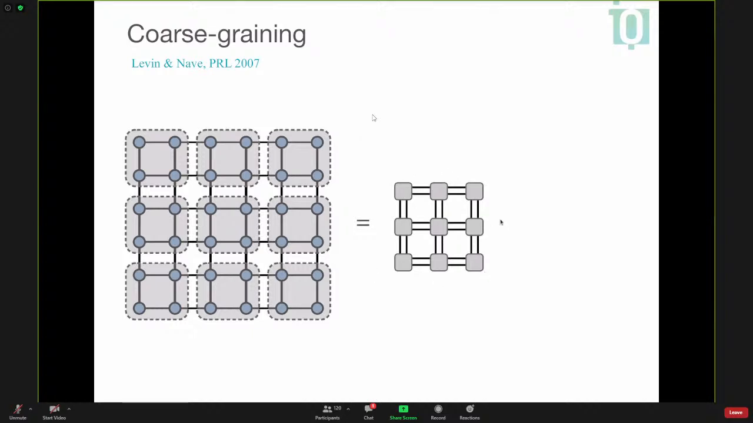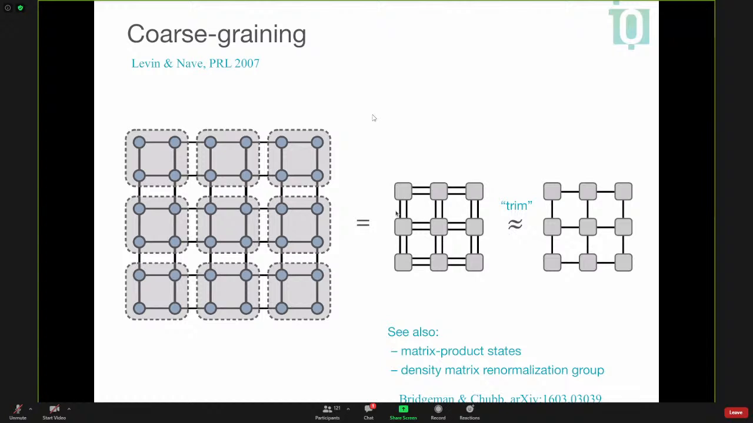And then the crucial step that they proposed was to trim, quote unquote, these bonds here. So you see, if I do this coarse graining, now I get a lattice that is self-similar to what I had before, but now I have two bonds per side, two bonds between two sides in each pair of neighboring sides. And so again, if I were to iterate this, I would get a tensor that would grow exponentially in size.